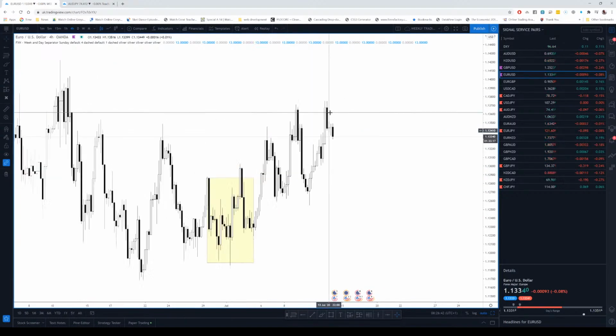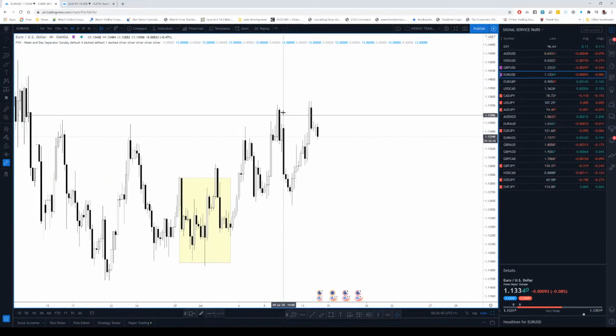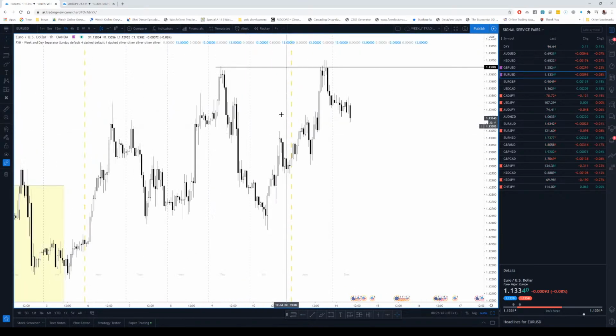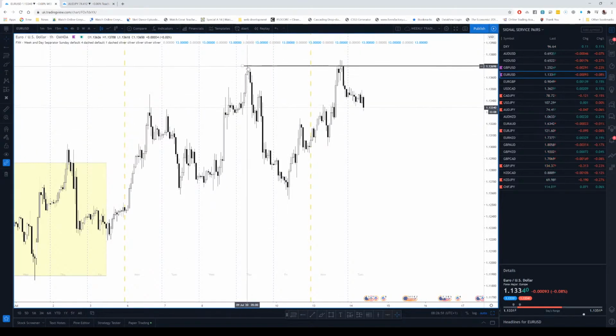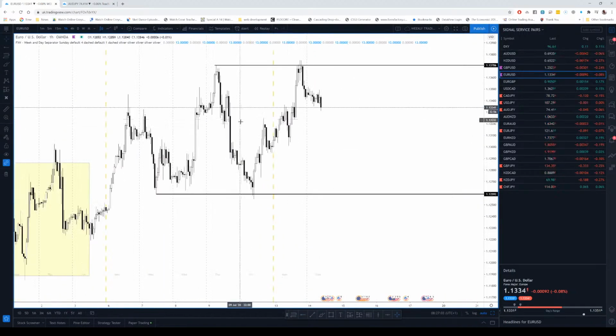On euro, we have a different story. Euro did clean out last week's high, right? We did clean out last week's high, and it's rejecting. We will be in a consolidation again, unfortunately, for the euro, because we've cleaned out a low here and we've cleaned out a high here. So we'll be stuck in this kind of range.